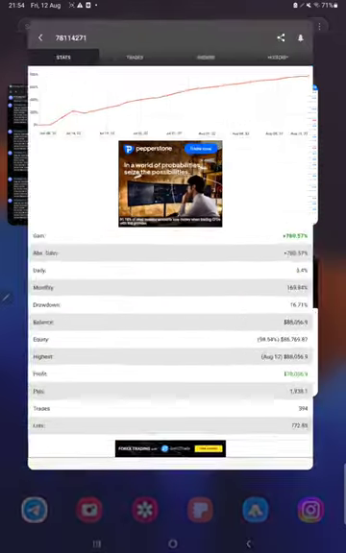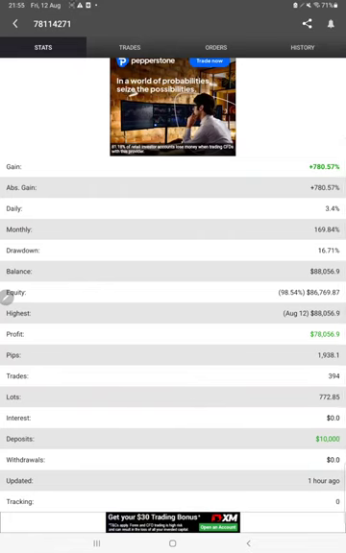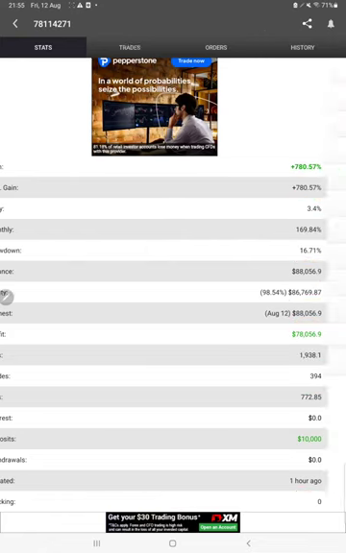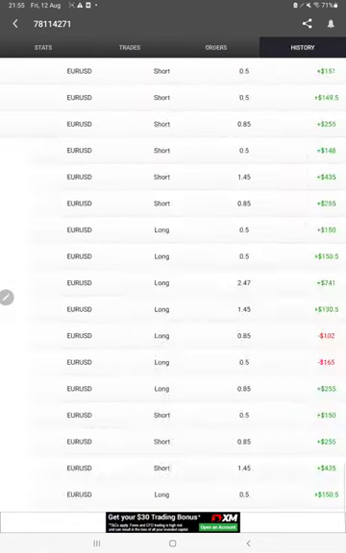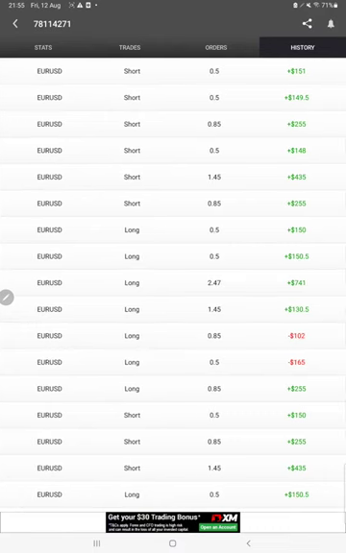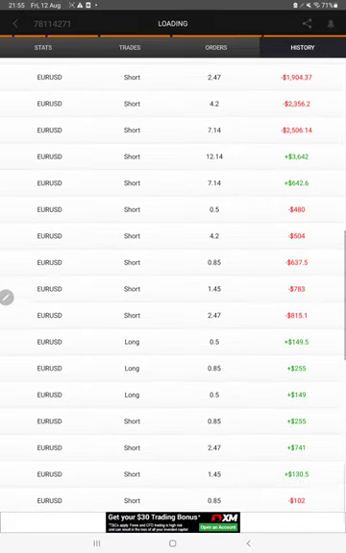Also, the same strategy is connected on MyFXBook, so we can check the statistics from here as well, like total percentage of gain, absolute gain, daily return, monthly return, drawdown, current balance, equity, and profit pips that we have achieved, and one hour ago it was updated. We can see the open trades here, verify the pending orders, and in history we can see how much lot size we have traded and how much profit and loss we have booked.